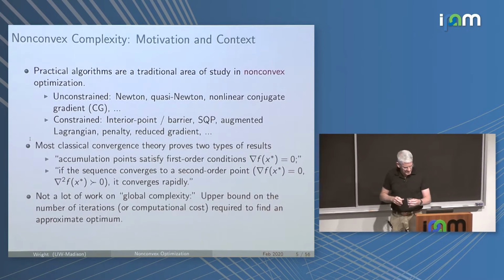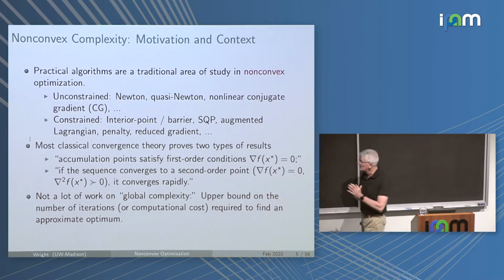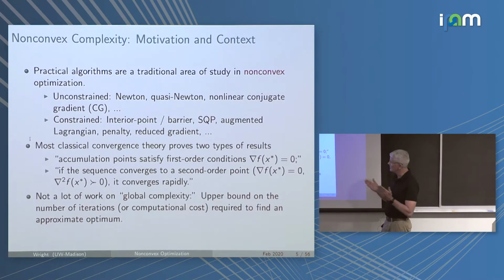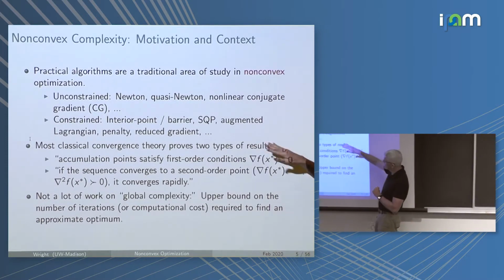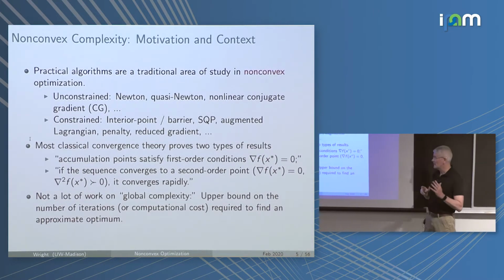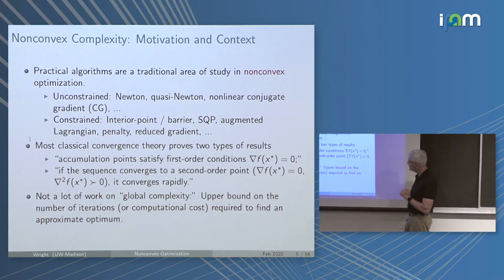So a little bit of motivation. There's been a lot of work classically over the years in algorithms for non-convex optimization. In unconstrained, there's the Newton method. There are quasi-Newton methods, nonlinear variants of conjugate gradient. In constrained optimization, interior point or barrier methods, SQP. These are all very well-known, very established methods, many of them dating back to the 50s. In the case of barrier methods and SQP, I guess the 60s, around the middle of the 1960s.